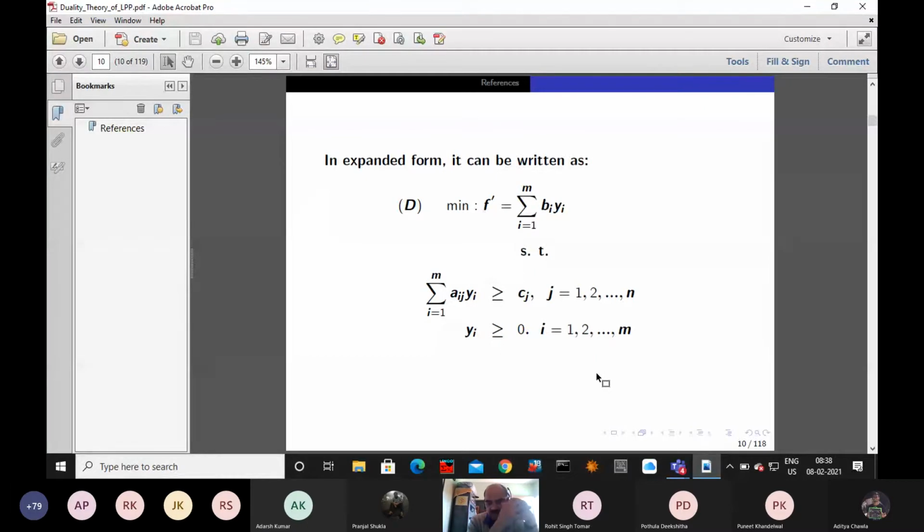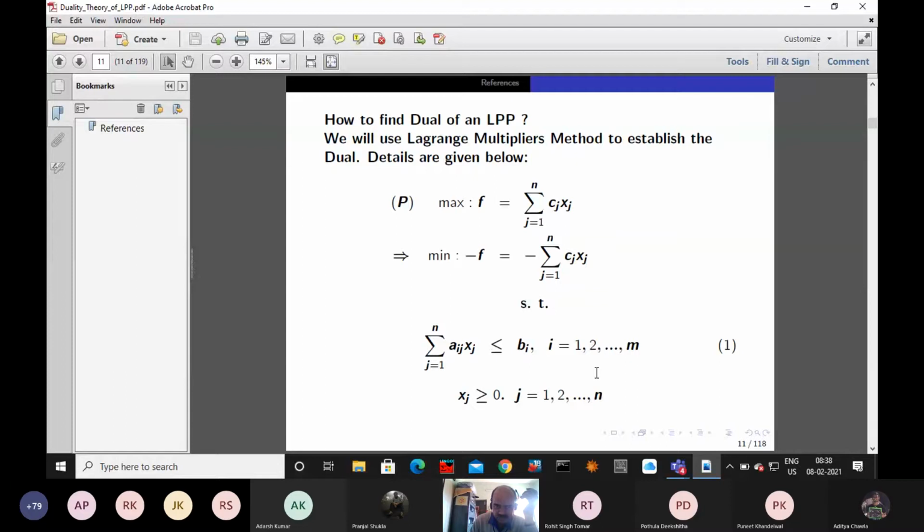Mathematically we have to derive this. If you want to derive, we have to use the method of Lagrange multipliers. How do we find the dual of a linear programming problem? We will use the Lagrange multiplier method to establish the dual. Details are given in this manner. This is the problem, maximize f. I told you, when you solve linear programming we don't take derivatives. If it is nonlinear, then it is possible. But if you take derivatives here, all will be constant, so there will be a problem.